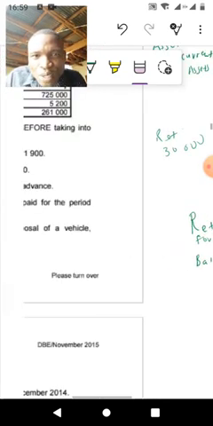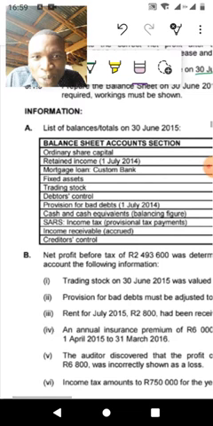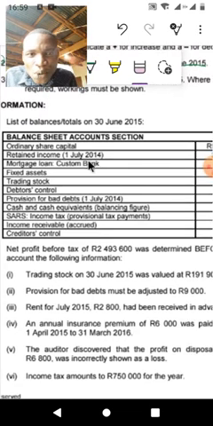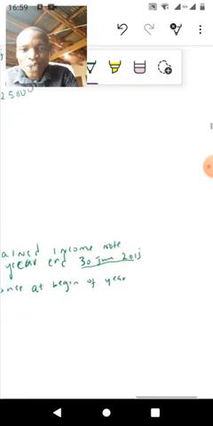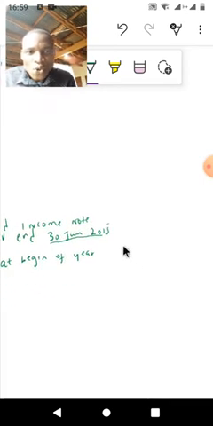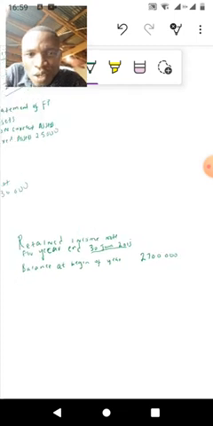Let's search for it. The balance of retained income at the beginning of the year. You can see already here they say retained income 1 July 2014. It means that this is the balance at the beginning of the year. And how much is it? It's 2,700,000. So you write balance at the beginning of the year, 2,700,000.